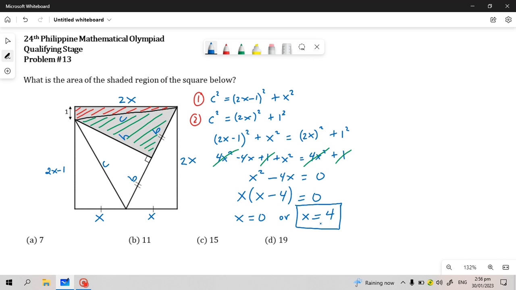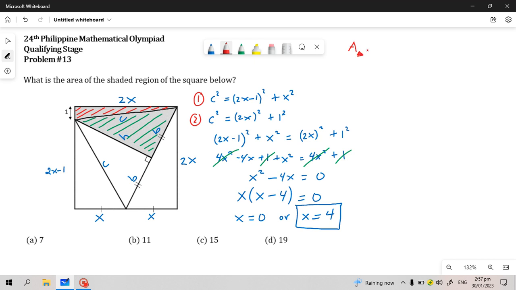Now, since we already have x equals 4, we can easily find the area of the red triangle. So let us find that first. Later on, we'll find the area of the green triangle and then add that area to the area of the red triangle to get the total area of the shaded region. Okay, so let's get the area of the red triangle. So I'll use another color, red.